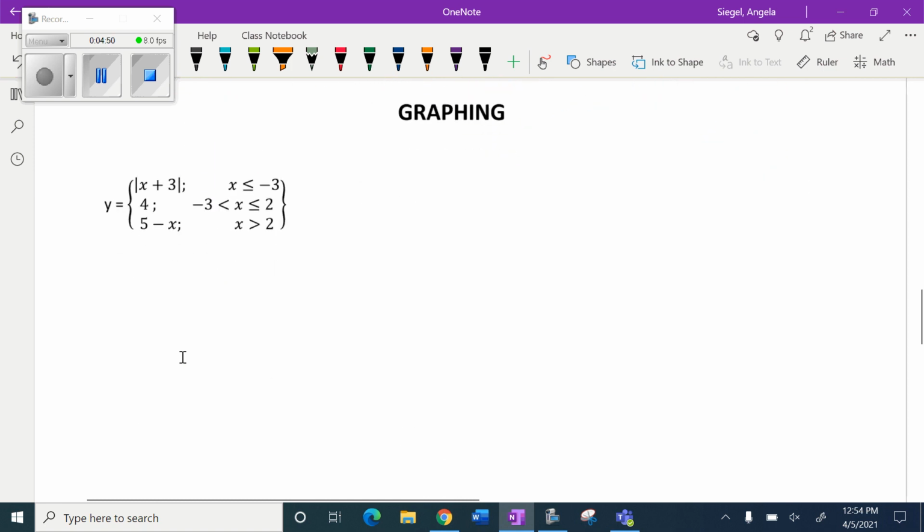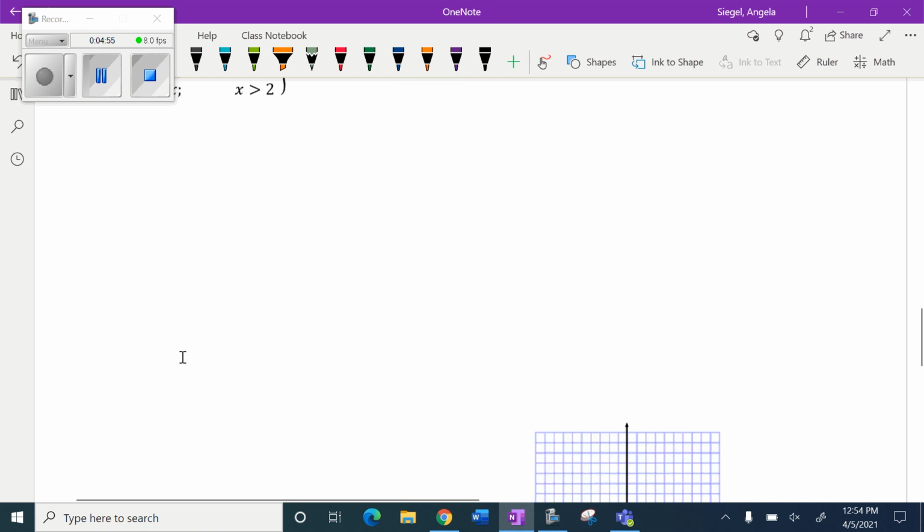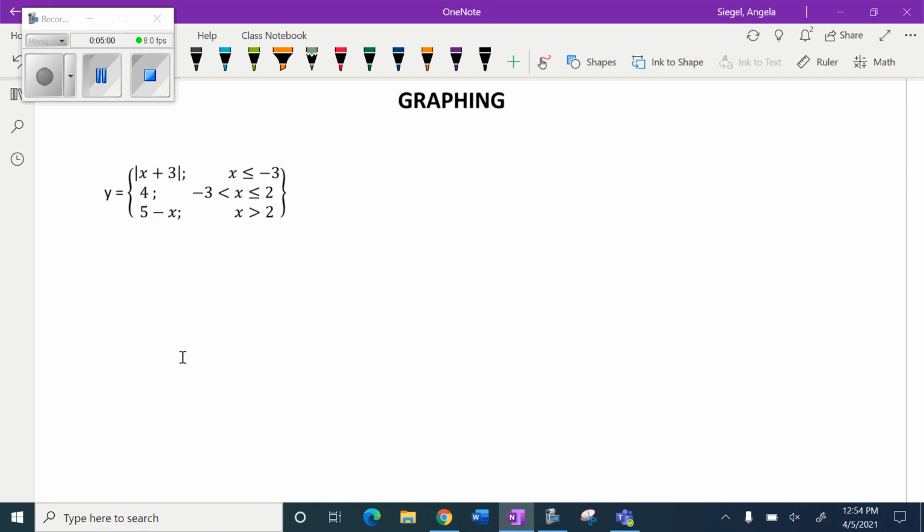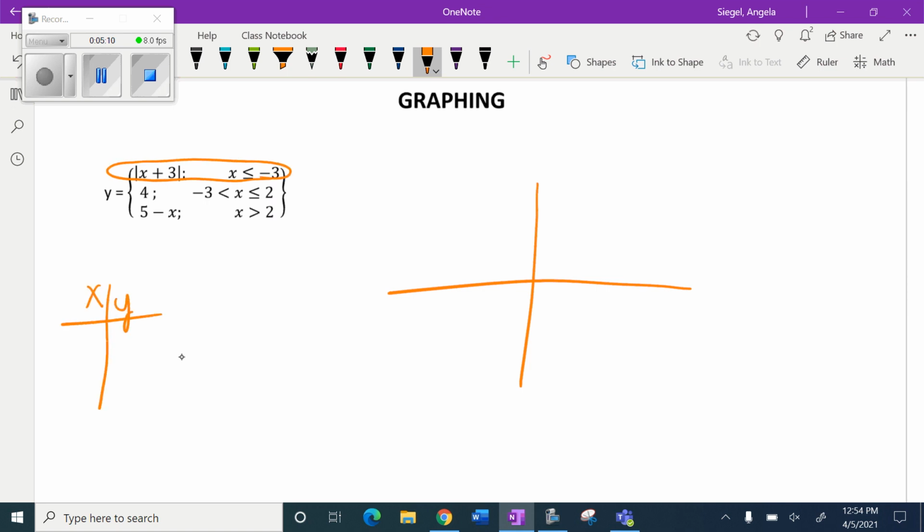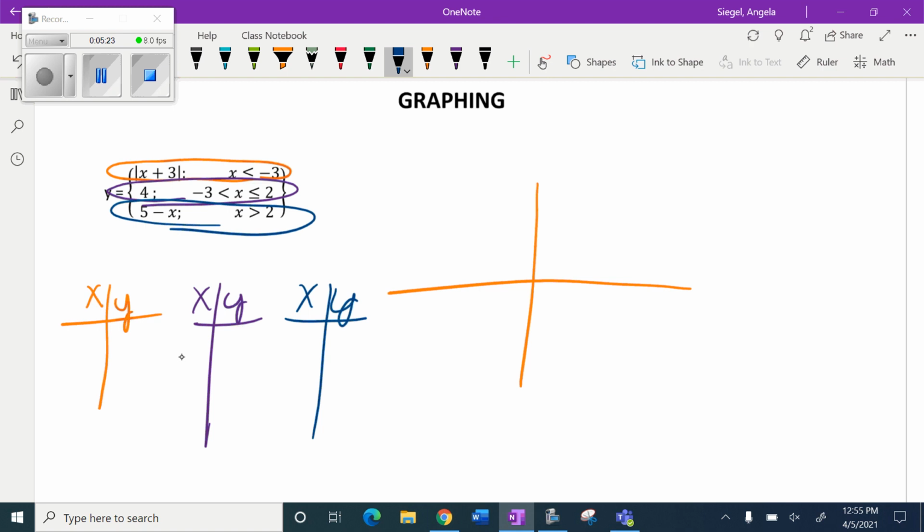Now we're going to go a different way of looking at this, and we are going to graph it. I don't know why this graph is missing. That's okay, I'll just put it in. For each section, you're going to do an XY chart. So I'm going to do an XY chart for this one. I'll do this in a different color. I'll do an XY chart for this one, and I will do an XY chart for this one.